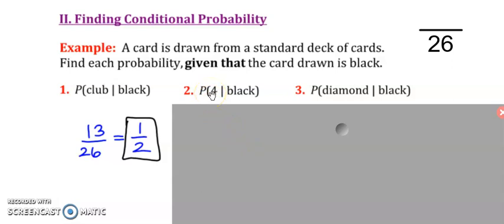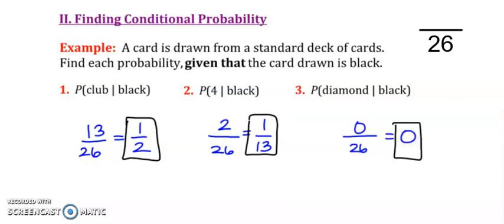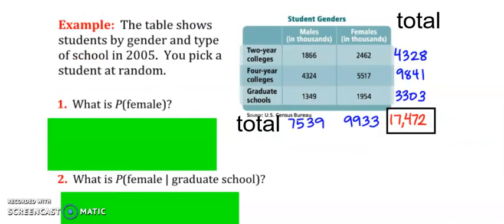Next, I have the probability of selecting a 4, given that I'm only looking at the 26 black cards. Well, out of those 26 black cards, I've got the 4 of clubs and the 4 of spades. So I have two options out of 26 total, so that'd be 1 out of 13 reduced. Lastly, what is the probability of selecting a diamond, given that I'm only looking at the black cards? Out of all 26 black cards, how many of them are diamonds? Well, none of them, because diamonds are red.